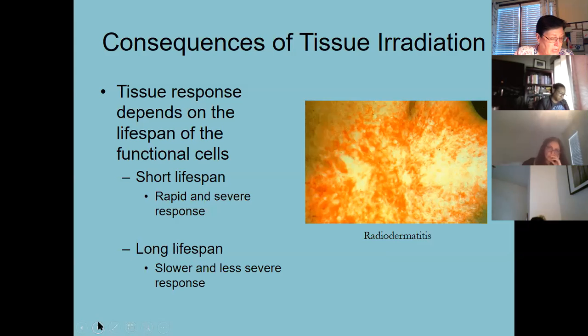So if radiation damaged the stem cells of the leukocytes, within 24 hours, you would have too few, which would make you susceptible to infection. So that's a pretty rapid response. If we look at it in terms of the red blood cells, they have a much longer lifespan. So damage to the stem cells of the red blood cells would not be seen for several weeks because they have a lifespan of about 120 days.